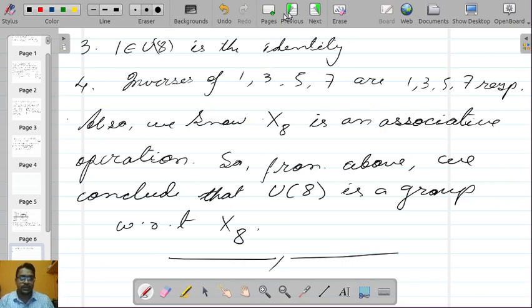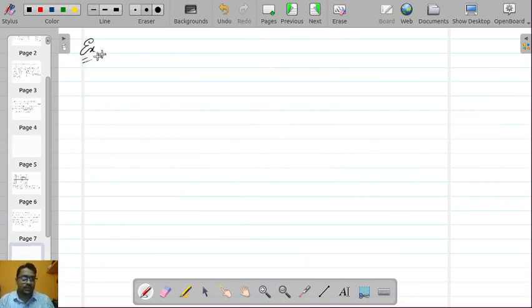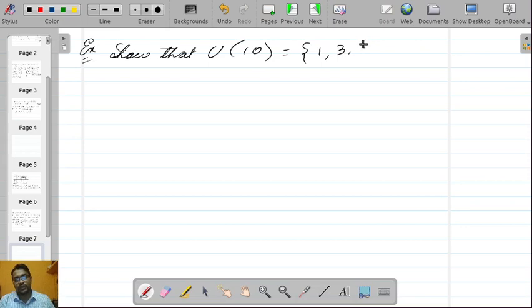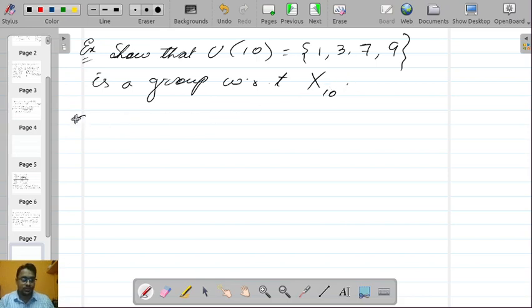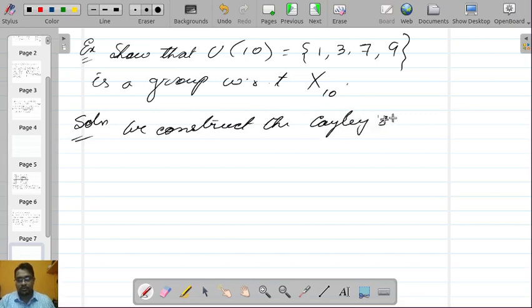So let us try another one. We'll prove something like this. Show that U10, which is equal to 1, 3, 7 and 9, is a group with respect to multiplication modulo 10. Okay, so how will you do it? We will just construct the table. We construct the Cayley table.